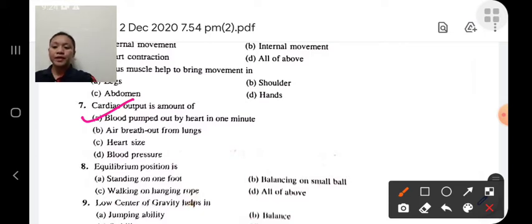Equilibrium position is standing on one foot, balancing on a small ball, walking on a hanging rope, and all of the above. Equilibrium means balancing. Equilibrium is a condition in which one force cancels another force, and it results in balance. Stability: lower the center of gravity. If the center of gravity is lower, there will be more stability.